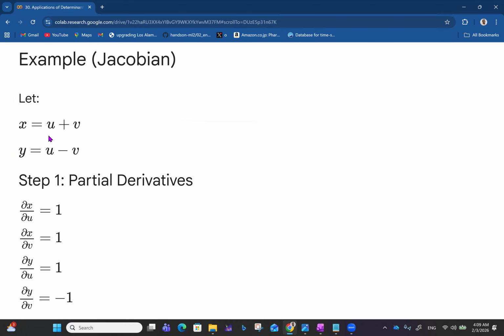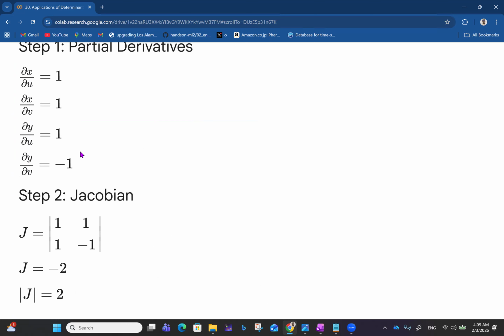Imagine that you have x equals u plus v and y equals u minus v. So step one, take the partial derivatives. Partial x, partial u: differentiate x with respect to u, that's 1. Partial x, partial v, you get 1, too. Partial y, partial u, that's also 1. Partial y, partial v, that's minus 1, because this is negative v.